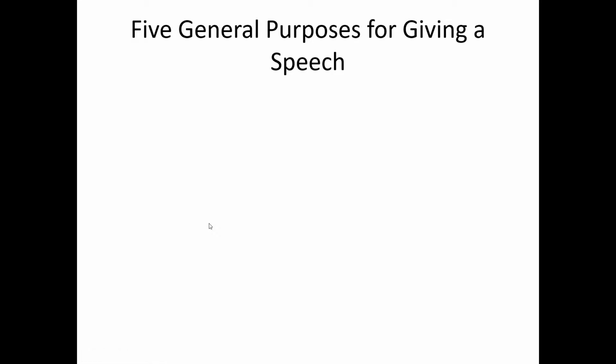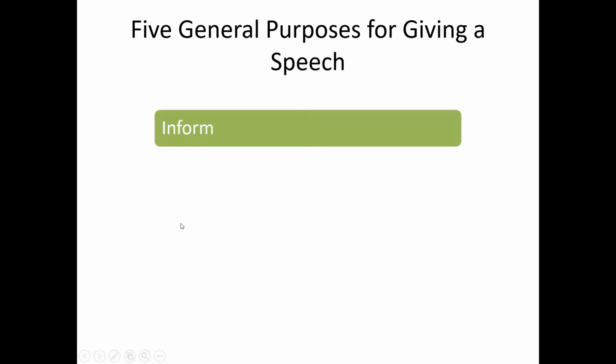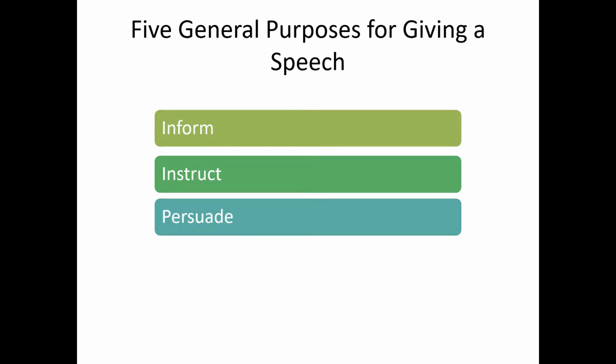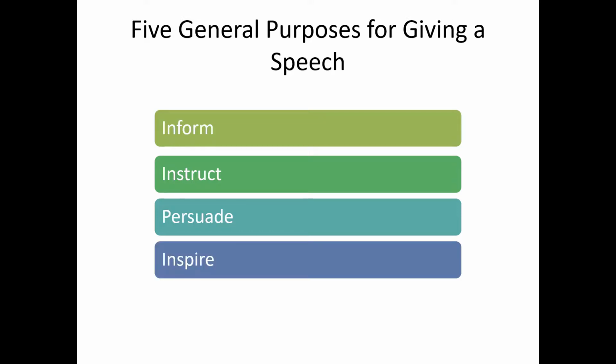Whenever preparing a specific purpose, we want to think about the general purposes for giving a speech. There are 5 general purposes for giving a speech. To inform. In informative speaking, the speaker seeks to help the audience understand their topic. To instruct. In instructional speaking, the speaker is seeking to help the audience apply their concepts. To persuade. In persuasive speaking, the speaker is seeking to change an attitude, belief, behavior, or policy.